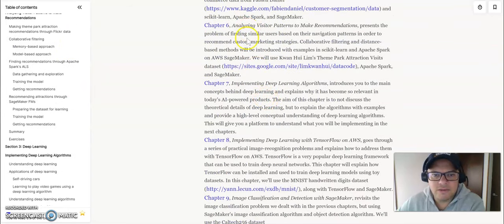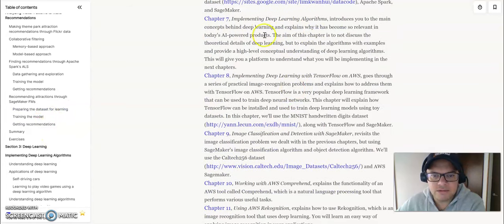Then the next chapter is analyzing visitor patterns to make recommendations. It's going to be all about recommendation criteria, collaborative filtering, the memory-based approach, the model-based approach, finding recommendations, data gathering and exploration, training the model, getting recommendations, and preparing the dataset for learning.